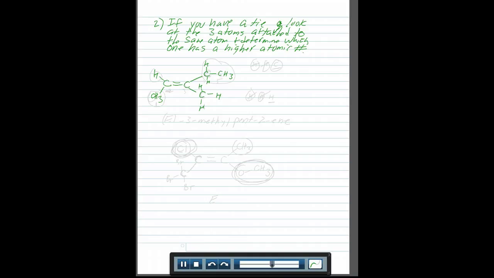Okay, so let's look at this carbon first. That's attached to a carbon and a hydrogen. Carbon wins, so this gets the priority. Okay, there's no tie. There's nothing special there.